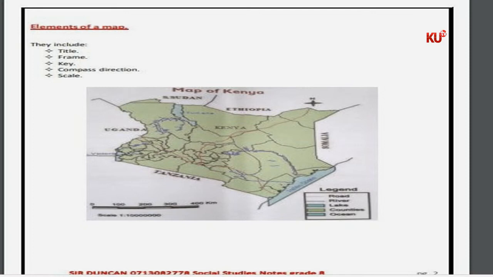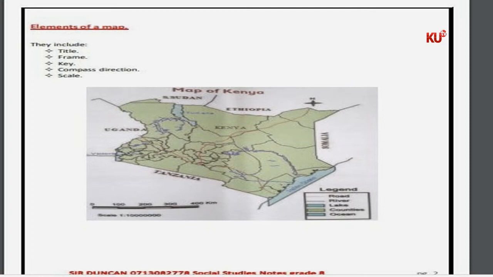Then lastly, look at whether we have the scale as the last element of a map. Yes, we have the scale. If you look at the map of Kenya clearly, it has all the 5 elements of a map. We will be describing them as we move, looking at the title, key, compass, frame, and other elements of a map.